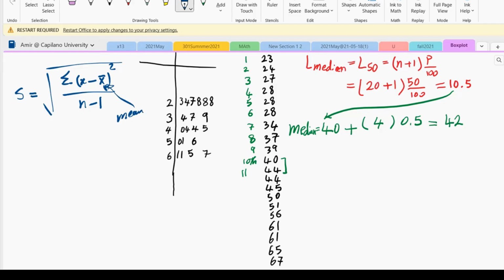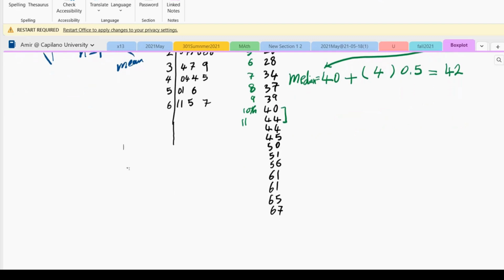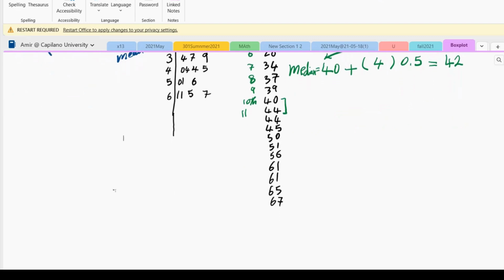So we need some other way to explain the dispersion around the median. For that, this is what we will do. We know that the range is a measure of dispersion.